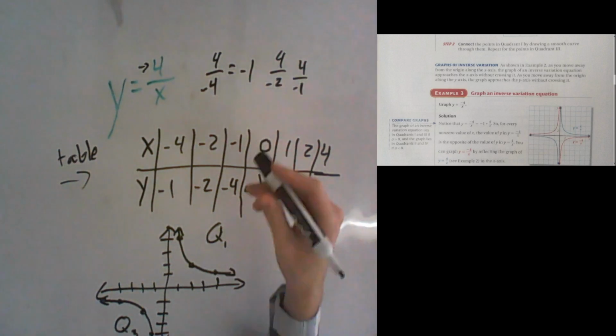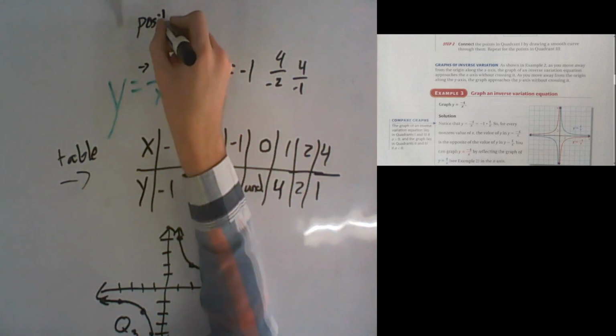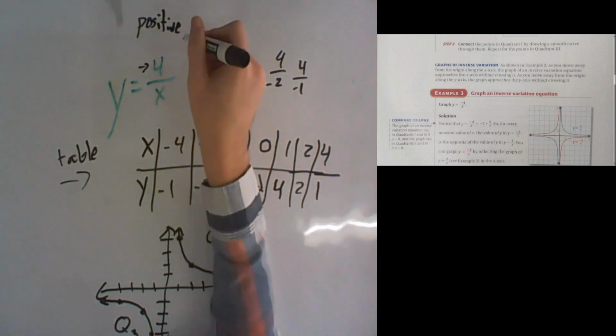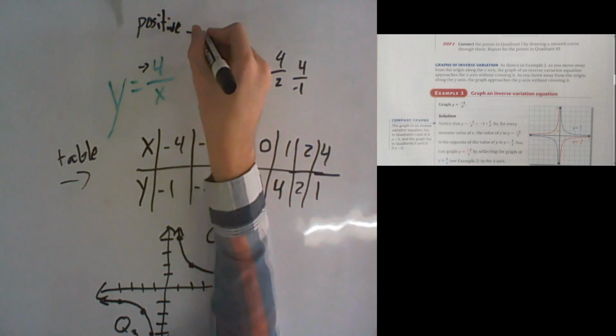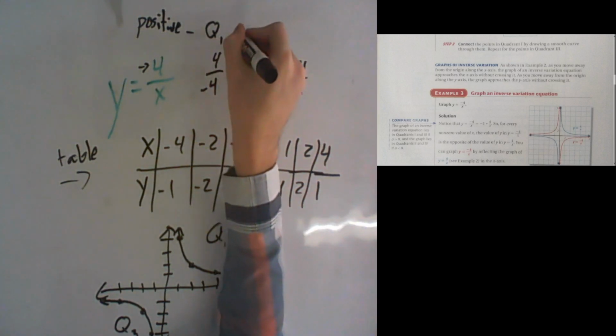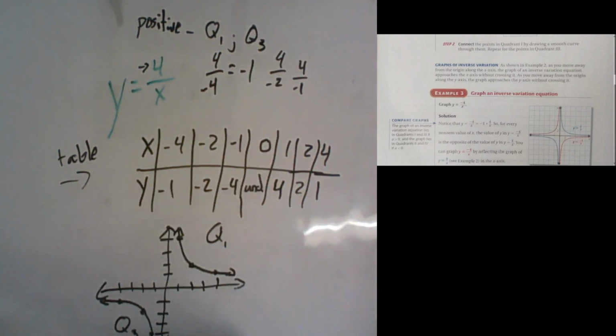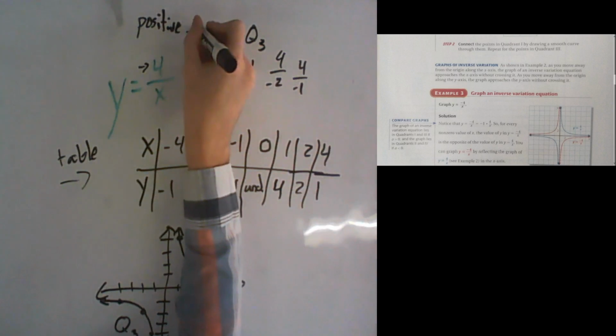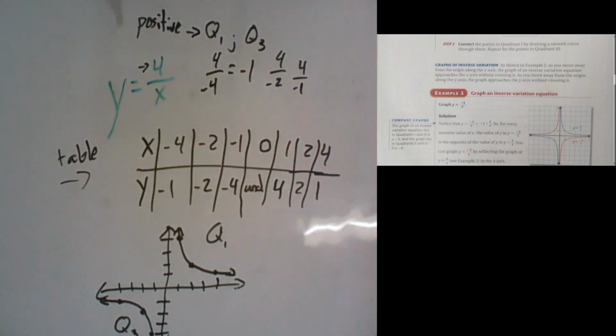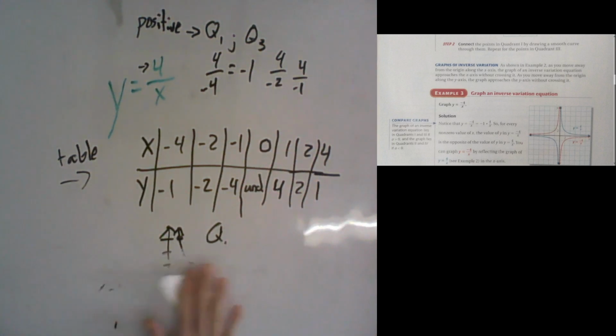So the thing we're going to do is positive is going to be in quadrant 1 and quadrant 3. No, you don't have to say what quadrant. That's just me explaining the next part.